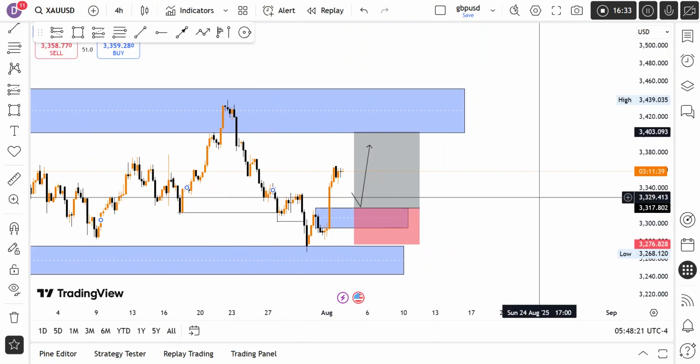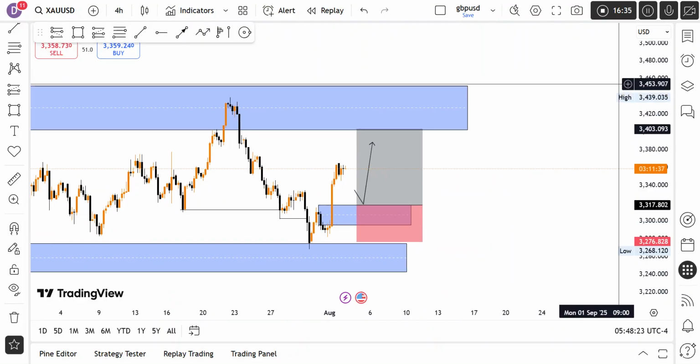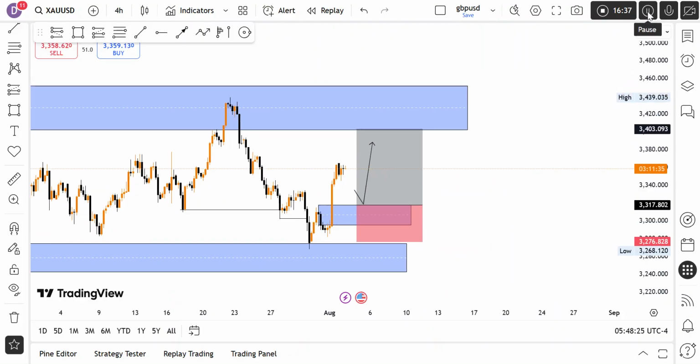Okay, we're going to do that now. This is a different analysis we have to do this weekend. Look for the market to play. Let's see what happens next.